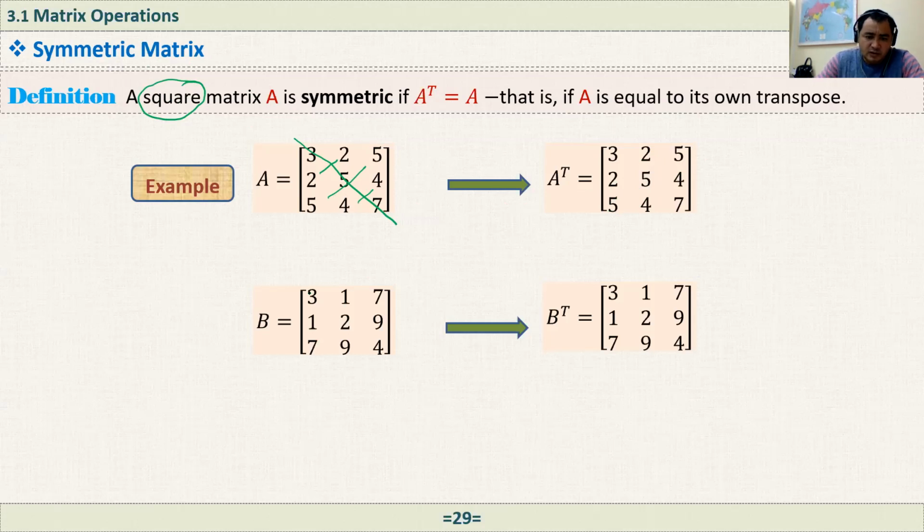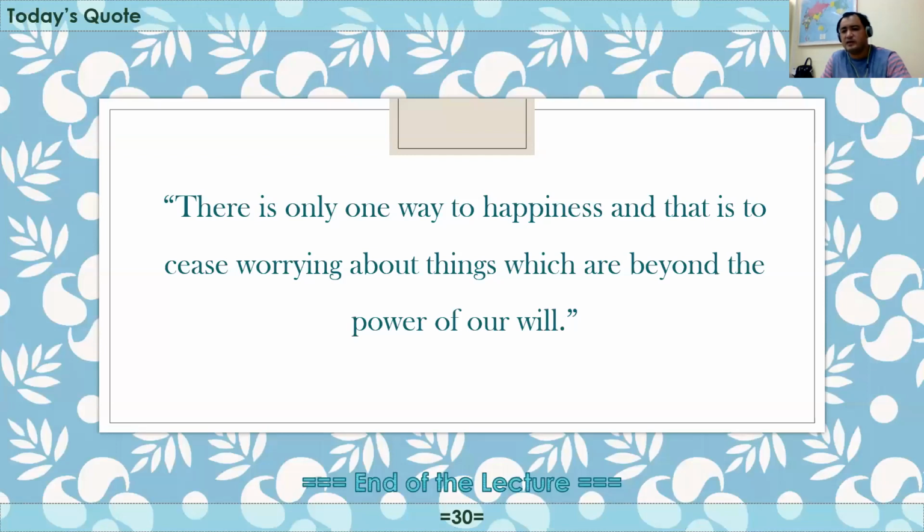So how about this one? If you draw a line along the diagonal, you see these entries are symmetric, right? So that's why it's called symmetric. Even if you transpose this, transposing means flipping over this line, and we get the same thing. That's why it's also a symmetric matrix.